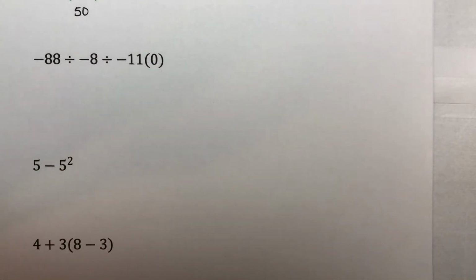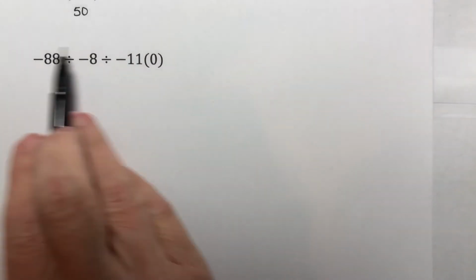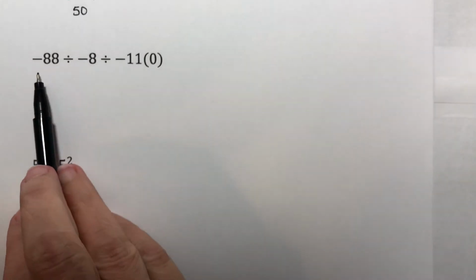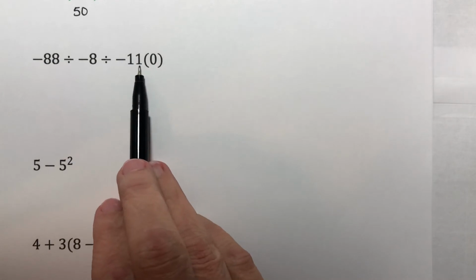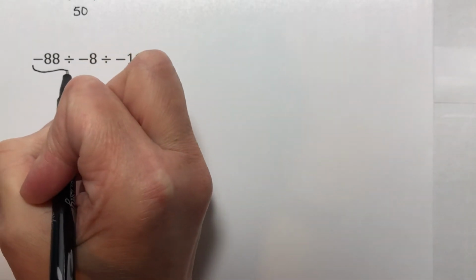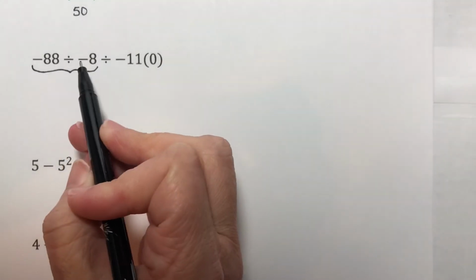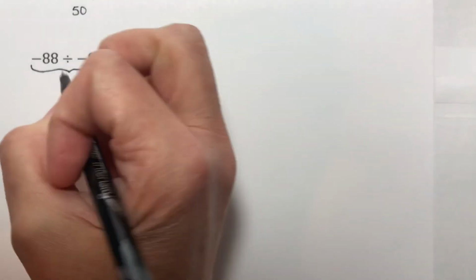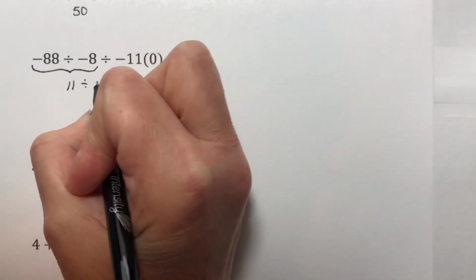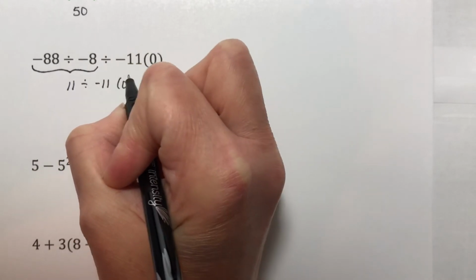Next problem. Negative 88 divided by negative 8 divided by negative 11 times 0. Now you can do this the hard way or the easy way. I'm just going to work it without seeing a trick. I see there, I can't simplify 0. It's only divisions and multiplications, so I need to work from left to right. Negative 88 divided by negative 8, well, they're both negative, so it's going to be positive. 88 divided by 8 is 11, so I have 11 divided by negative 11 times 0.